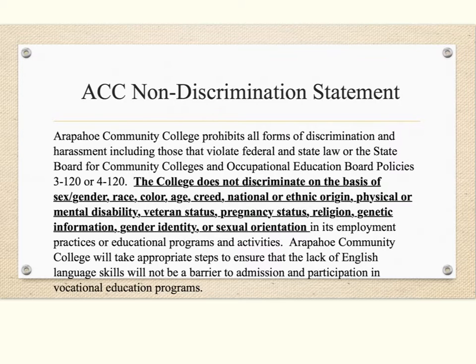I want you all to be clear of what the ACC non-discrimination policy is, because we get quite a bit more specific than any of the legislation that I presented to you today. We do have a non-discrimination statement in our legal policies, and the most important part is what I've underlined for you. The college does not discriminate on the basis of sex, gender, race, color, age, creed, national or ethnic origin, physical or mental disability, veteran status, pregnancy status, religion, genetic information, gender identity, or sexual orientation. Just so you know, this applies to our employment practices. It also applies to any educational programs and activities at ACC.